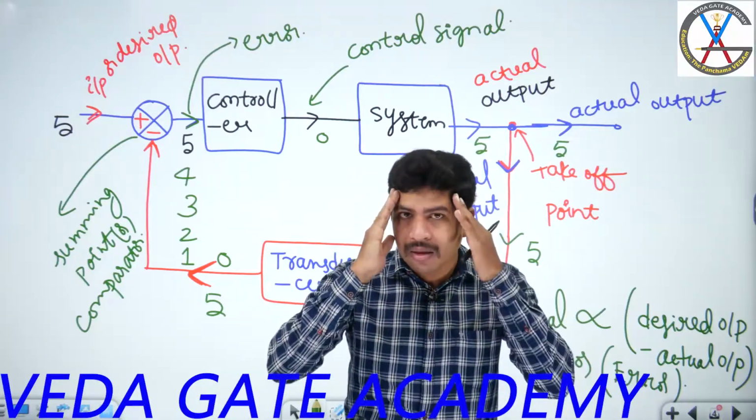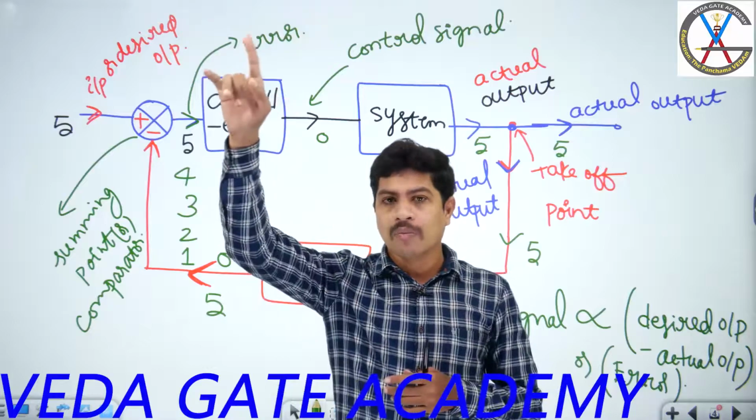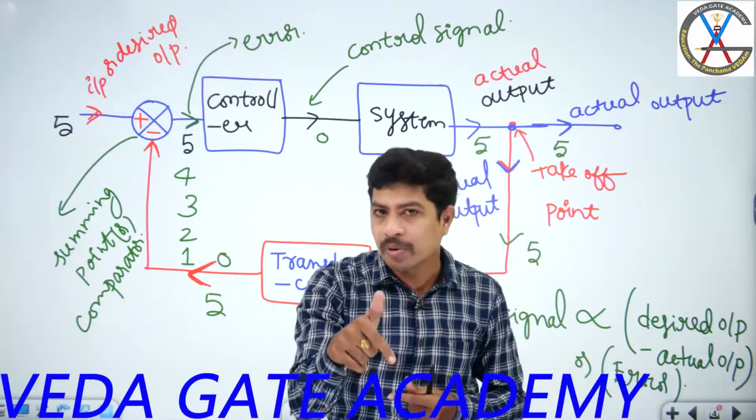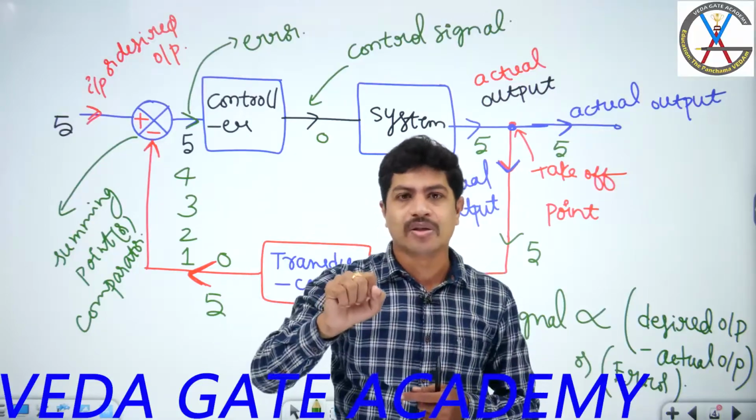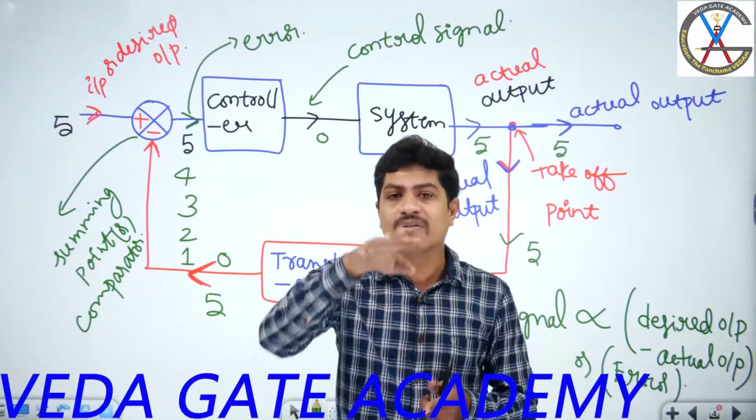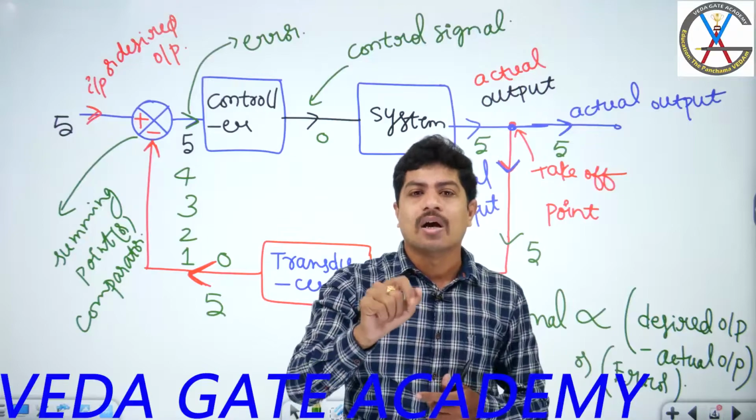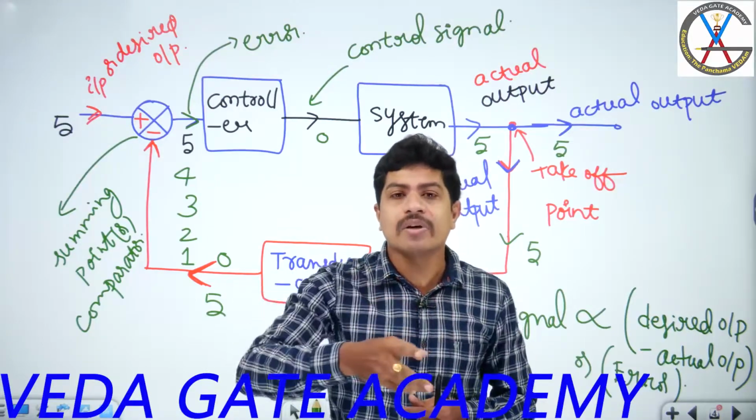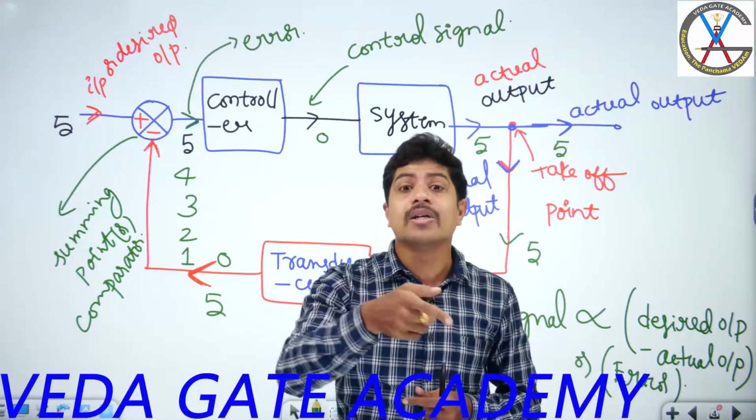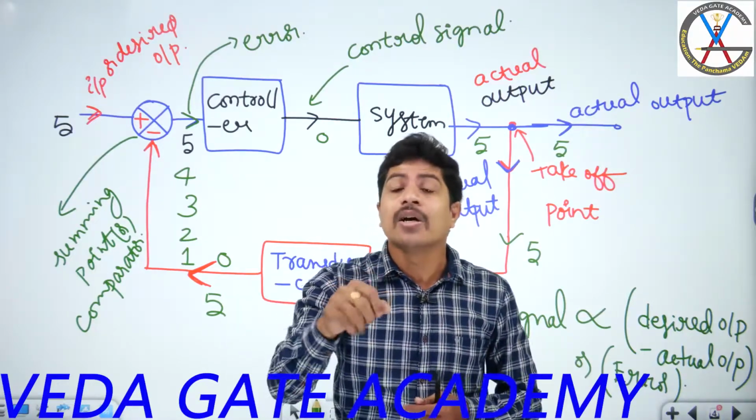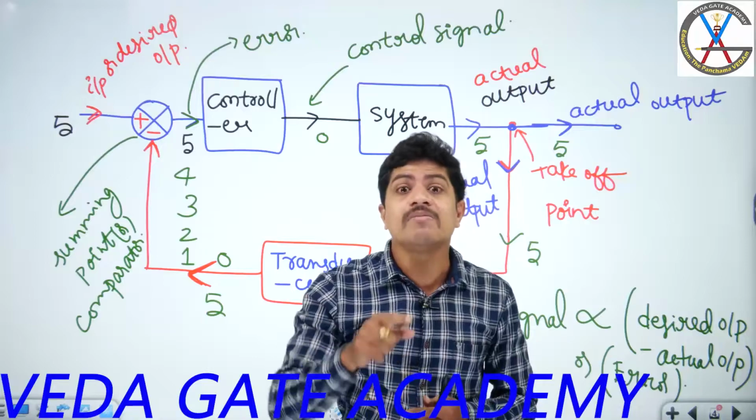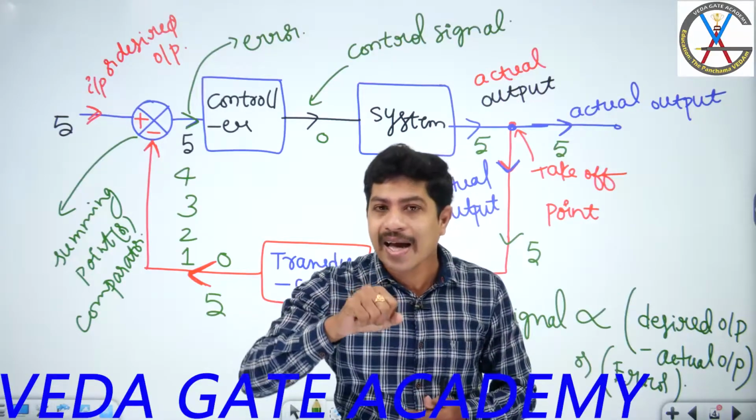Your brain is telling you, brother, you want to go with 100, but the present value of the speedometer is 20. How much is the difference? 80. You rise, reach 60. Difference 40. Rise, reach 80. Difference 20. Further rise, reach 95. Difference is how much? 5. Further rise, reach 105. Difference is -5. You have to decrease the acceleration.